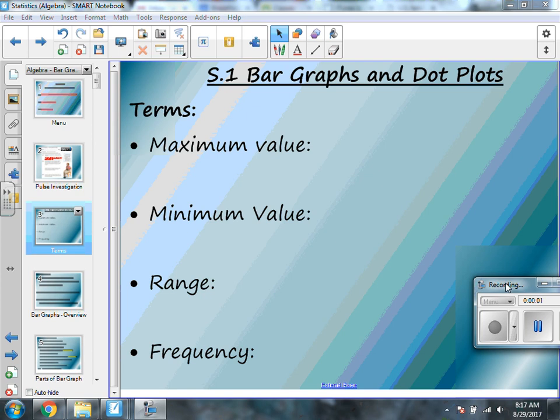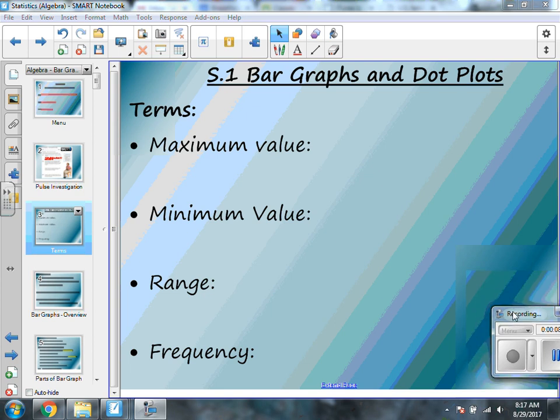All right, so today we're going to be talking about bar graphs and dot plots. And we're going to talk about some terms. We discussed these yesterday in terms of the pulse rates. And we talked about maximum versus minimum range. Something we didn't discuss yet is frequency. So we'll be talking about that a little bit.